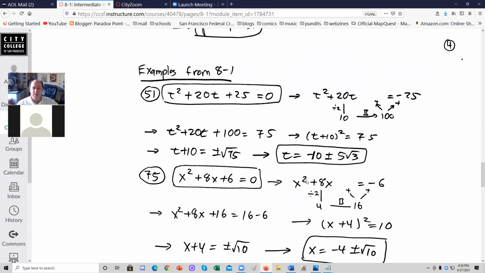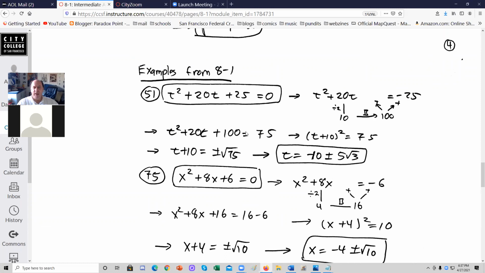You have more examples from the book. t squared plus 20t plus 25 equals 0. Solve. Okay, the same routine. First, we subtract 25 from both sides. Then divide this 20 by 2. It's 10. Square that is 100. Add to both sides. So you get t squared plus 20t plus 100 equals 100 minus 25, which is 75.